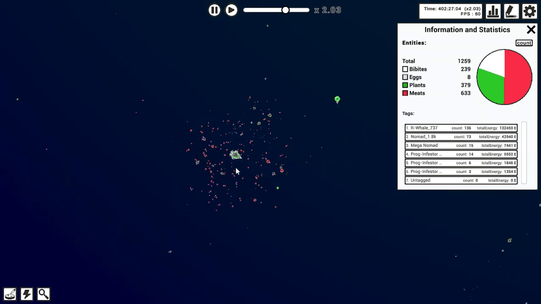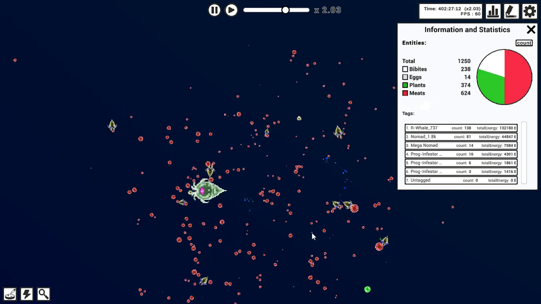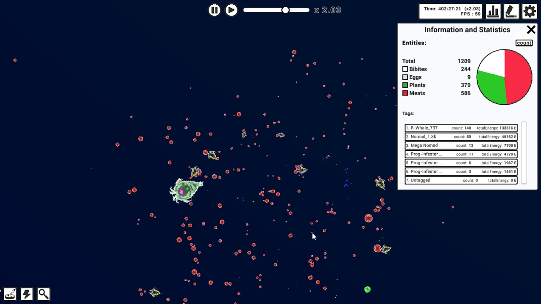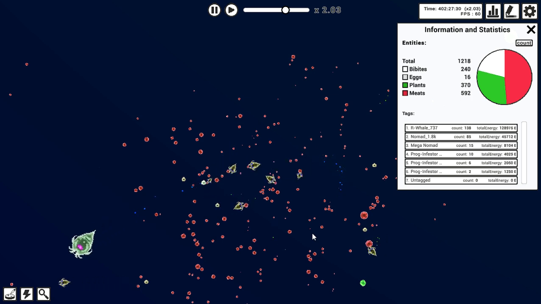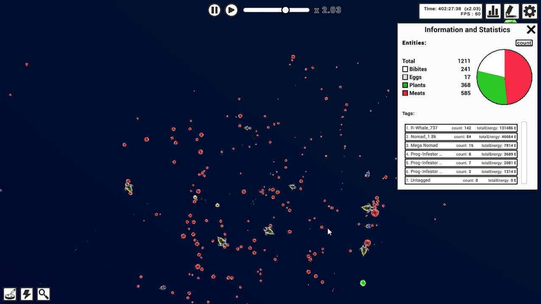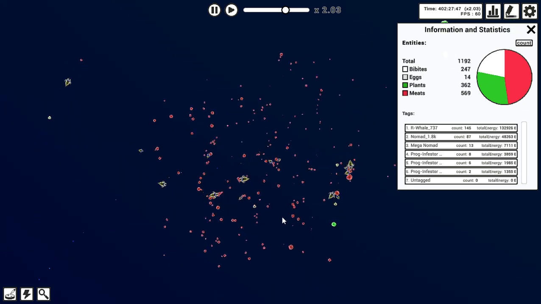Alright, so it does seem like there's a soft cap on the size of a nomad. If it gets too big, it's going to get eaten. It's going to drain all of its energy. They look so happy, don't they? Look at how happy they look. They aren't just absolutely going nuts for this meat cake.